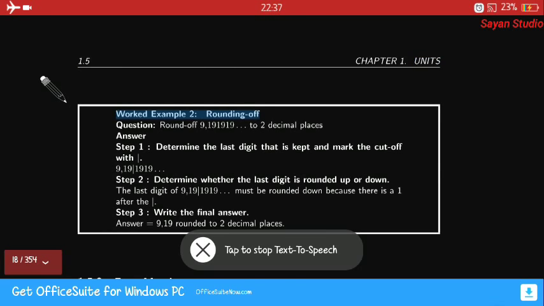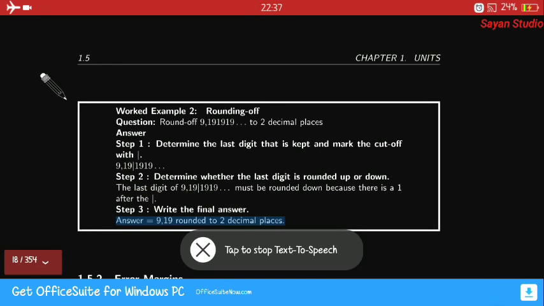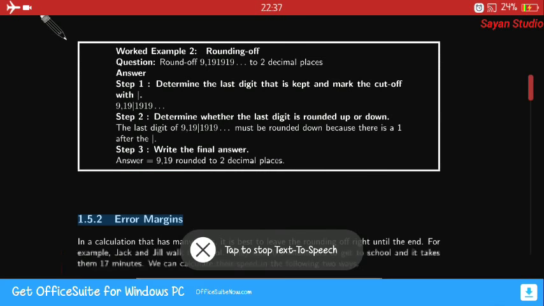Worked example 2, rounding off. Question: round off 9.191919 to 2 decimal places. Answer. Step 1. Determine the last digit that is kept and mark the cutoff: 9.19|1919. Step 2. Determine whether the last digit is rounded up or down. The last digit of 9.19 must be rounded down because there is a 1 after the cutoff. Step 3. Write the final answer. Answer equals 9.19 rounded to 2 decimal places.